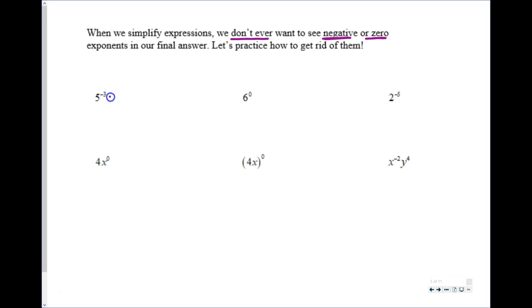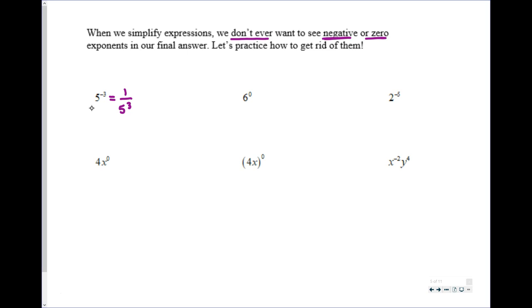So to simplify, all you have to do is do the movement. 5 to the negative 3, flip it, put it in the denominator, and make the 3 positive. If you need to write this over 1 to help you, you totally can. I just know that automatically that's in the numerator because it doesn't have a 1 to make it.